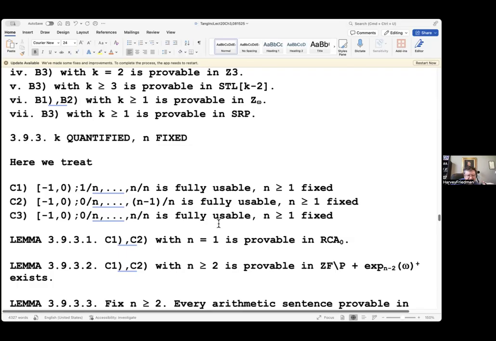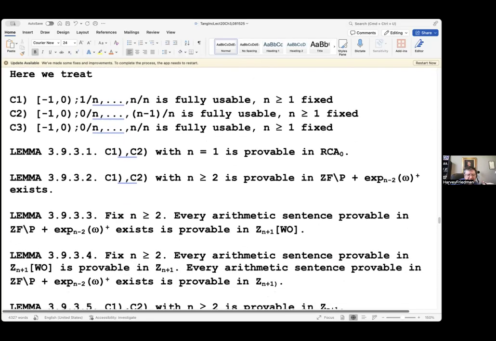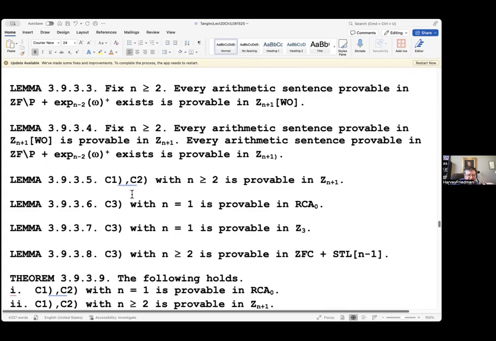But that needs Z3. Yeah. I think this is what I meant. Yeah, that's it. Because when N equals 1, this is trivial. So this is a typo. Yeah. That's all right. We're still on track.